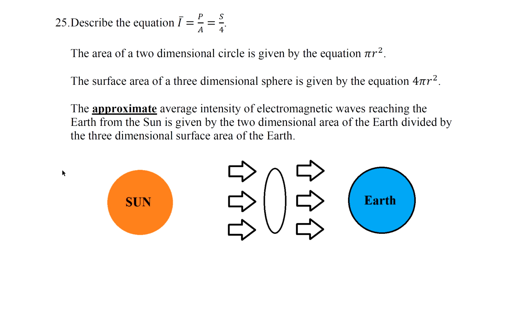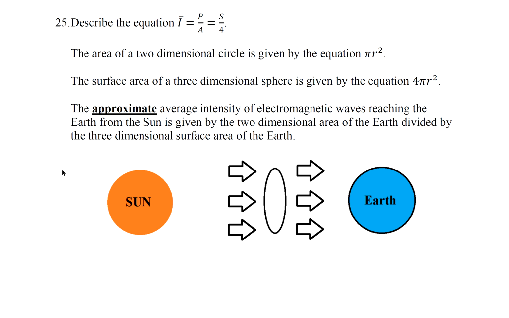Question 25. Take a look at this image. Describe the equation average intensity equals P over A equals S over 4. The area of a two-dimensional circle is given by the equation pi r squared. The surface area of a three-dimensional sphere is given by the equation 4 pi r squared.